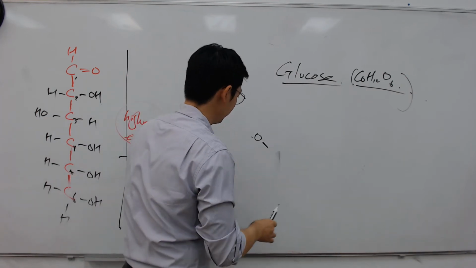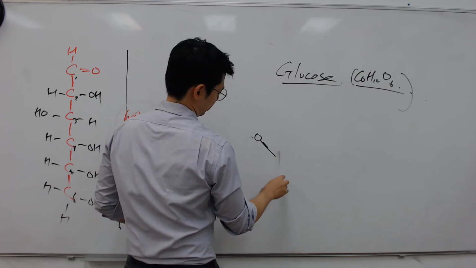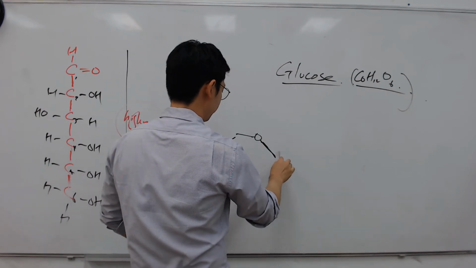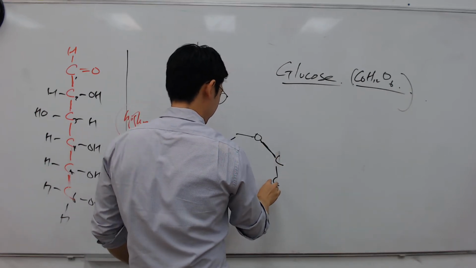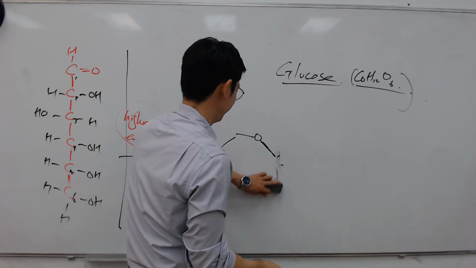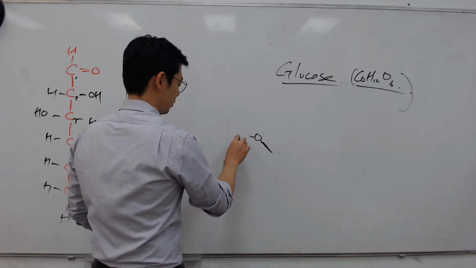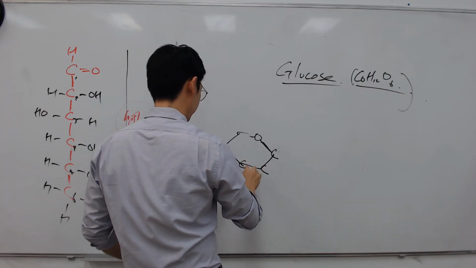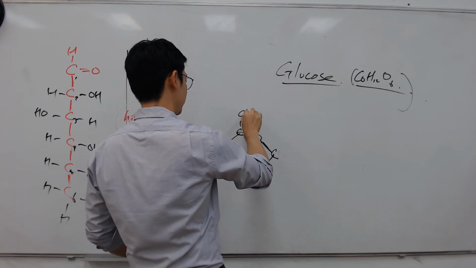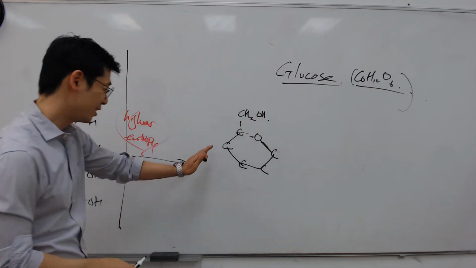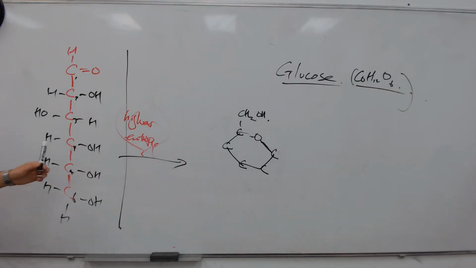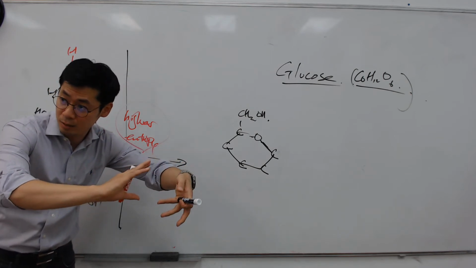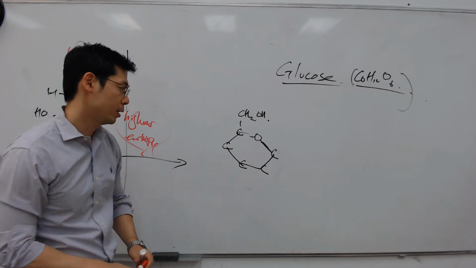Let's see what happens here. So first carbon, second carbon, third, carbon, carbon, carbon, carbon, CH2. This is glucose, by the way. So it will turn to a ring. Rings cannot rotate on the axis, which means it's stable.